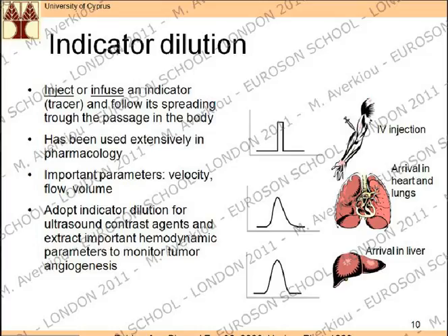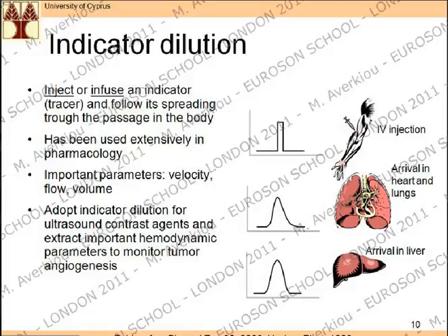Now I'm going to divert a little bit and say a few more words about indicator dilution, because these time intensity curves and the curve fitting models that we're going to use are actually coming from basic principles of indicator dilution theory. So we inject or infuse an indicator. In our case, the indicator is a tracer, and our tracer is microbubbles. We watch how this delta function or ramp function spreads in time after we inject it into the IV side, as it goes through the heart, the lungs, and finally arrives at the organ of interest. This has been used extensively in pharmacology for hundreds of years.